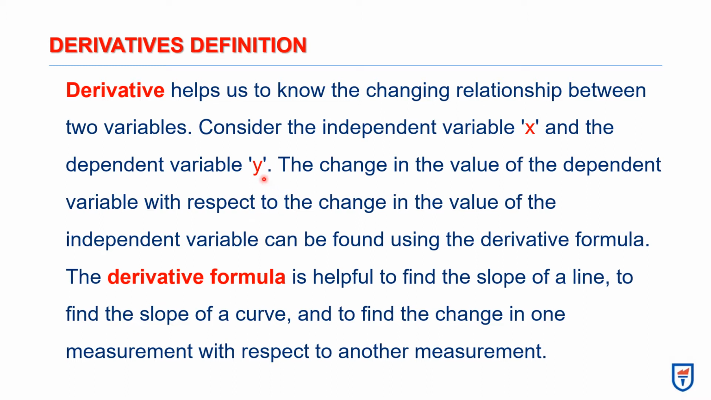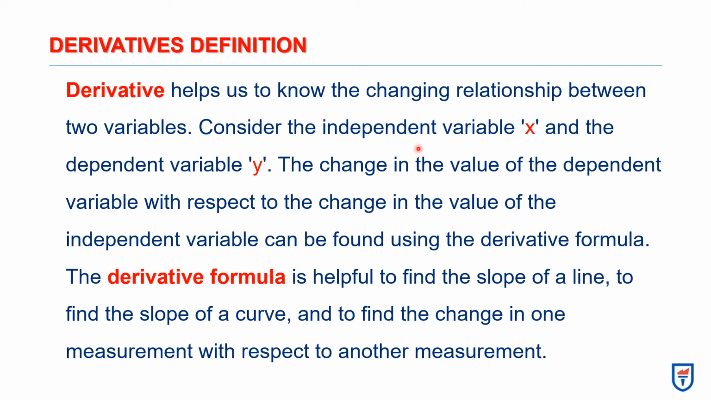Differentiation is the process of finding instantaneous rate of change, which is an essential part of any field such as mathematics and physics, chemistry, biology, computer science, engineering, as well as navigation and astronomy. A derivative helps us to know the change in relationship between two variables.